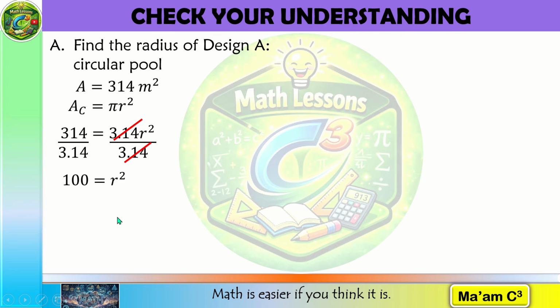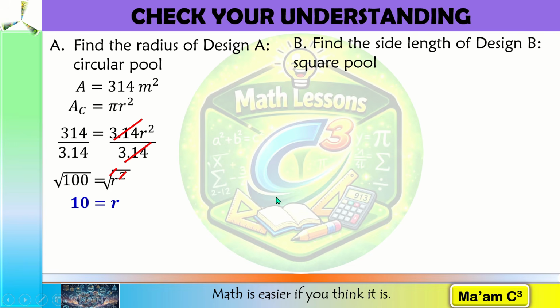To solve for r, let us extract a square root on both sides. The index 2 and the exponent 2 will cancel out. And the square root of 100 is equal to 10. This is the radius of design A, the circular pool. Now let us answer letter B. Find the side length of design B, the square pool.